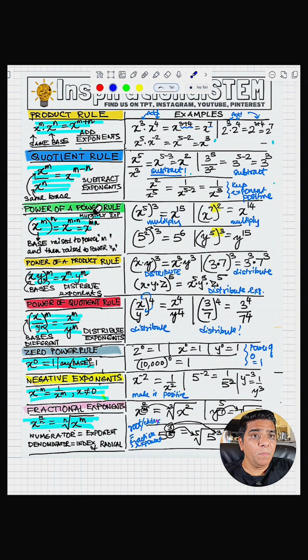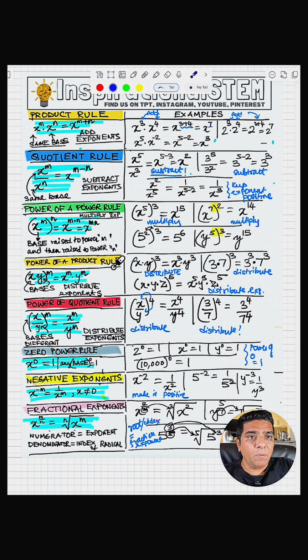Okay, so the power of a power rule. Here you have a parentheses. So you have x to the power of m in a parentheses, and there's n on the outside. So what we're going to do is multiply the exponents. Okay, so x to the 5th, and there's a parentheses to the power of 3. So that's 5 times 3 is 15. So it's going to be x to the power of 15, and so on and so forth.